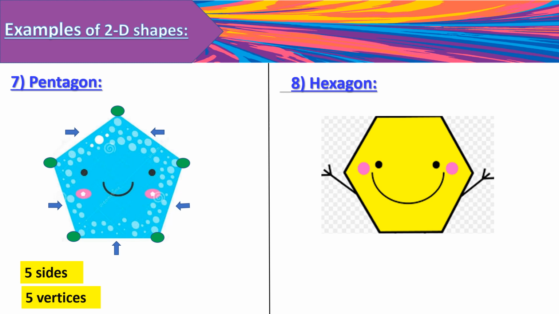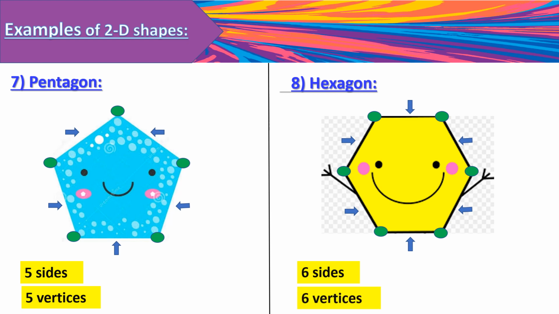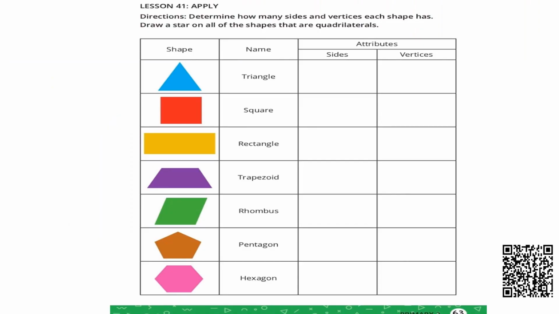Hexagon, hexagon, hexagon. How many sides do you have? 1, 2, 3, 4, 5, and 6 sides. How many vertices do you have? 1, 2, 3, 4, 5, and 6. 6 vertices. Let's practice together with our math book.